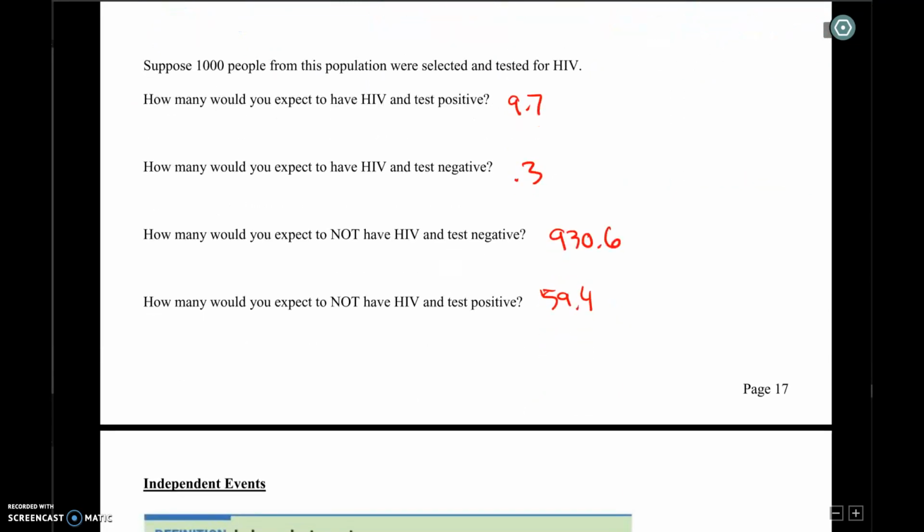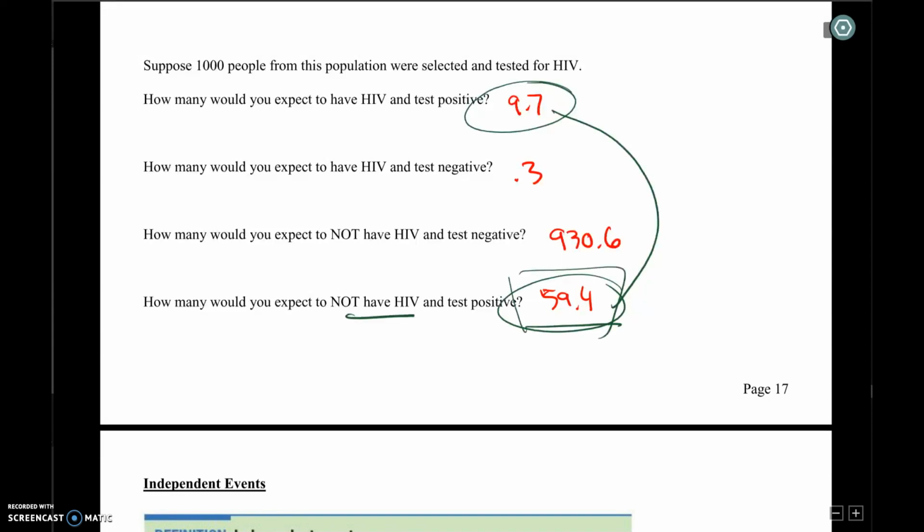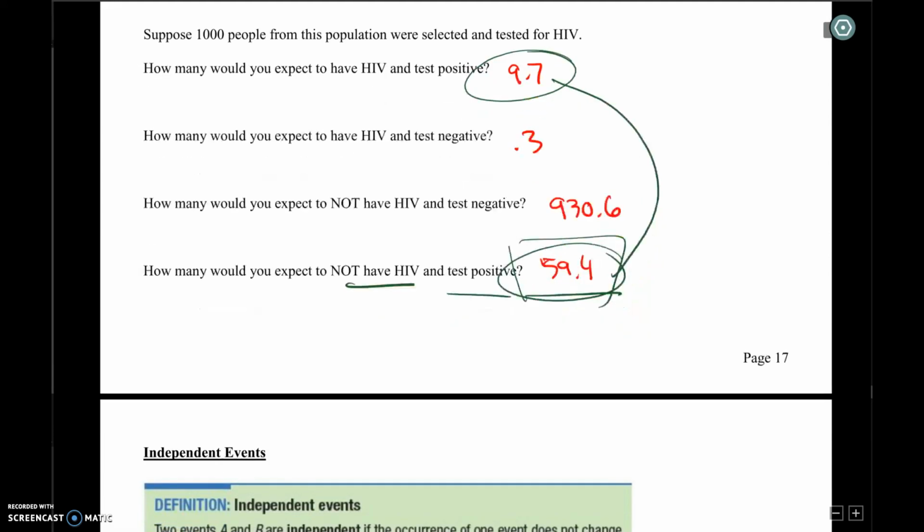And this is the reason I asked these, to try to illustrate this to you. If you test positive, which group do you think you're probably more likely to be a part of? You're probably more likely to be part of this group, which is thankfully you don't have HIV, but tested positive anyway because of that false positive rate.